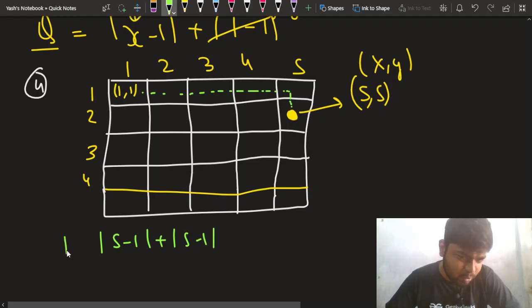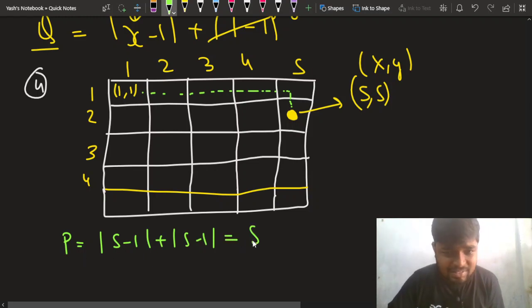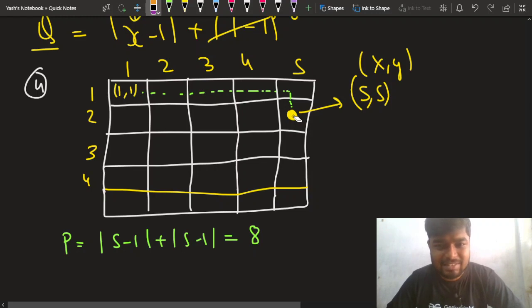Let's say that this distance is p from the point 1 comma 1. From the point 1 comma 1, the distance is p, which is nothing but 4 plus 4, that is 8. Okay, sorry, I have made a mistake. Basically, the point will not be 5 comma 1, it will be 2 comma 5.